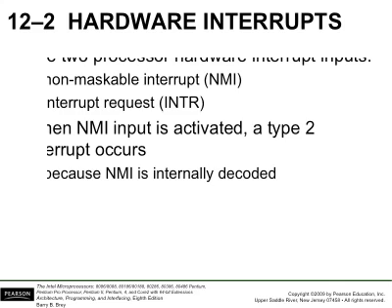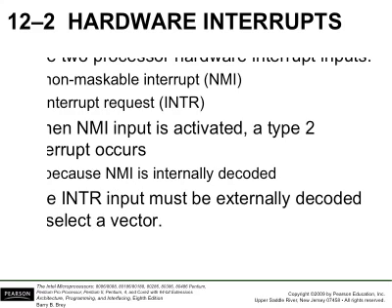This NMI is internally decoded. Whenever NMI is asserted, we know it's a type 2 interrupt. So the microprocessor will go to the interrupt vector table using index 2 to find out where the interrupt service routine is located. But for the regular interrupt, INTR, it's a little bit different. INTR input must be externally decoded to select a vector.